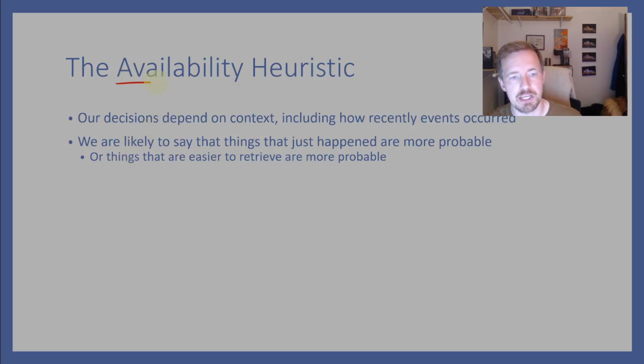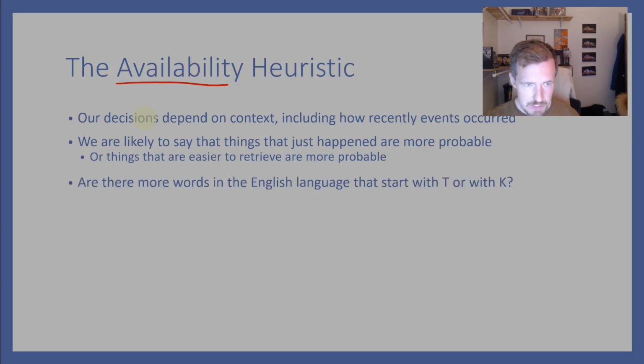But the availability heuristic is whenever we are making judgments about how often something occurs, we tend to think about recent events, and we base our estimates on those recent events. Basically, we say that things that just happened are more probable than they would have been if they hadn't already happened. Let me give you an example that you would find in a laboratory. I'll give you some applied examples on the next slide, but for here, let's just look at the basics. Are there more words in the English language that start with the letter T or start with the letter K? I want you to just take a guess.